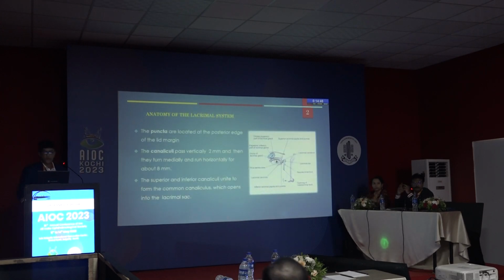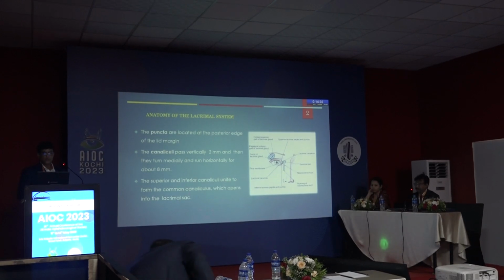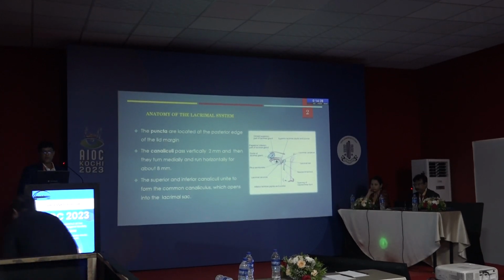So coming to the anatomy, lacrimal tear is produced in the lacrimal gland. Then it comes to the puncta located at the posterior edge of the lid margin. Canaliculi pass vertically 2 mm, then turn medially and horizontally for 8 mm. The superior and inferior canaliculi unite to form the common canaliculus, which opens into the lacrimal sac.